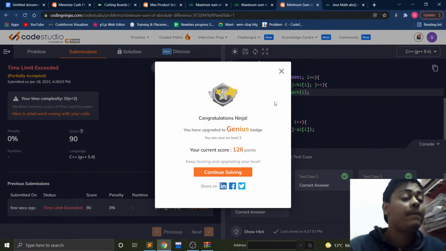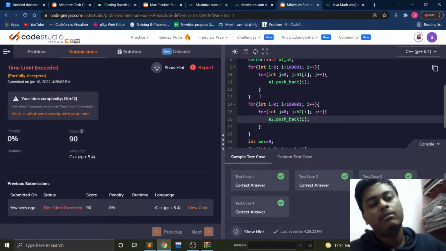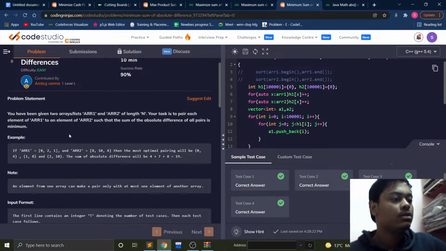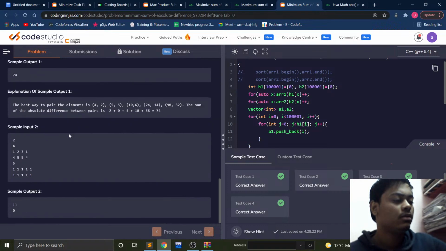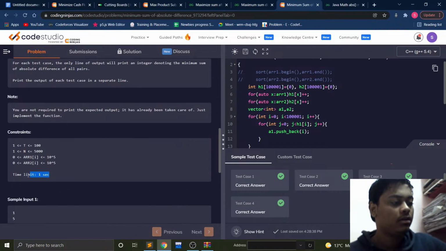What do we call, time limit exceeded. Congratulations Ninja, you've been upgraded to genius badge. You are now on level 2. Whatever. I'm getting a TLE over here. Your time complexity is order of n square. How the hell is my time complexity order of n square? Wait, the time limit assigned to me was 1 second, right? Yeah, 1 second.